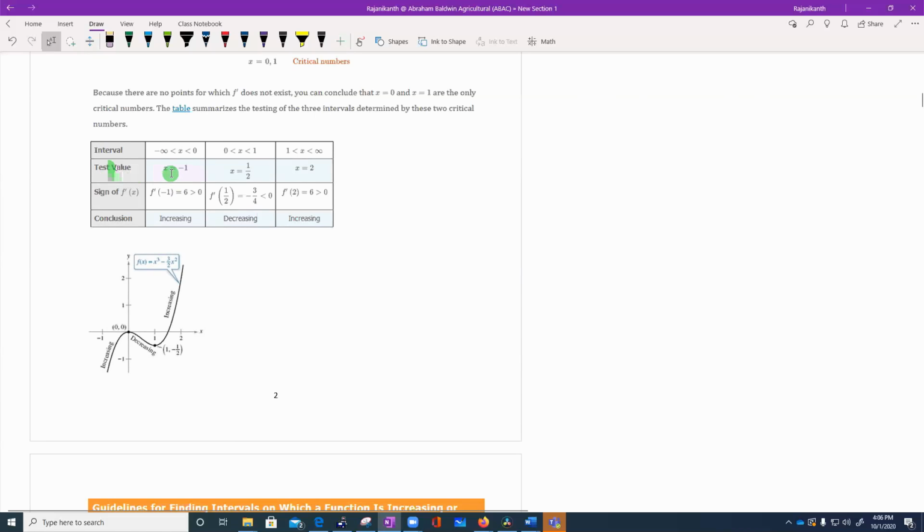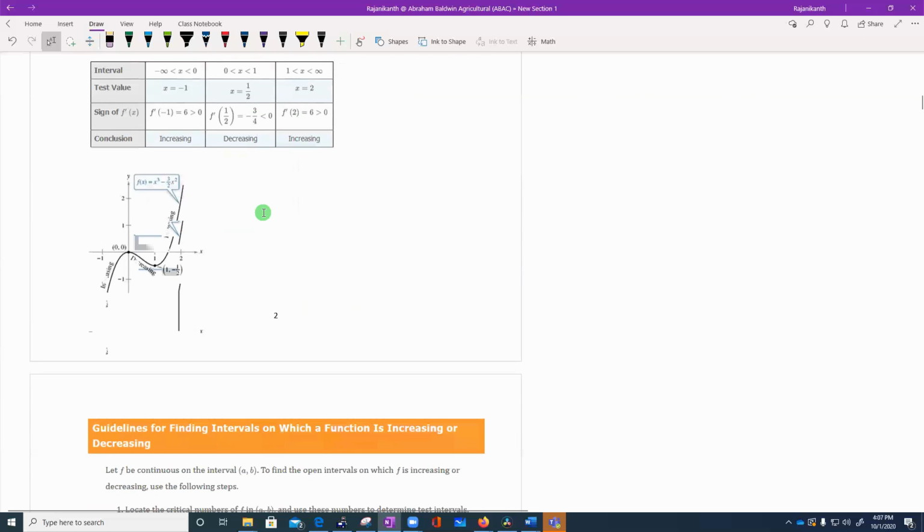So simply you pick one value. You could pick any value in this interval. It's up to you. Plug that x value into the first derivative function, then check the sign. If it is positive, increasing. If it is negative, decreasing. Okay. So you could go through my worked notes. There I have worked plenty of problems to give you a better understanding. So follow these steps.